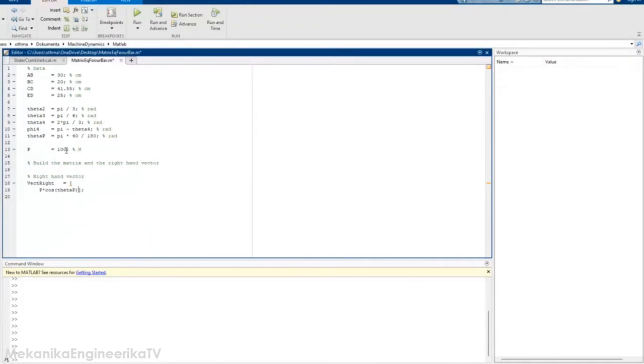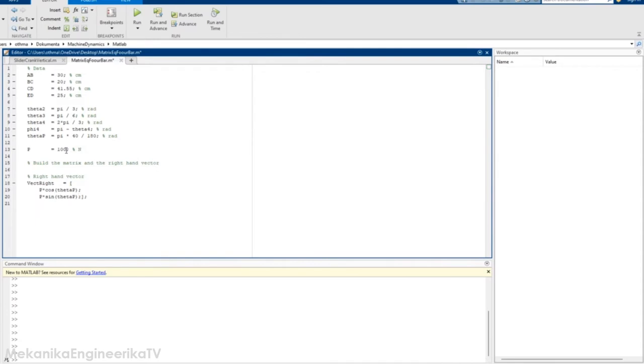To tell MATLAB that I'm going to the second row, I need to put a semicolon here. I can complete the whole vector on the same line, but for more clarity, I will move to the next line. It's better. But it's just the semicolon that tells MATLAB that we move from one row to another. The second row is P times sine theta P.